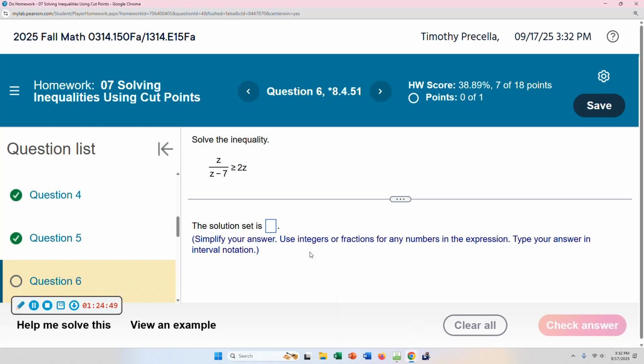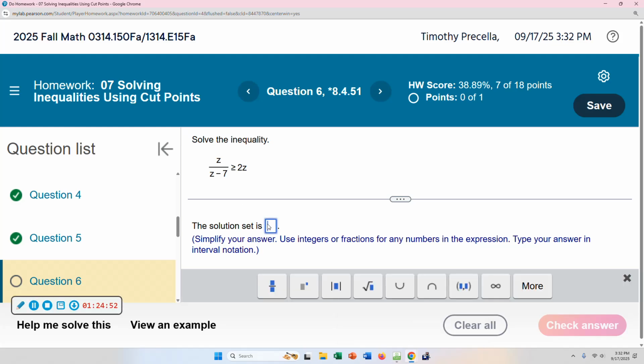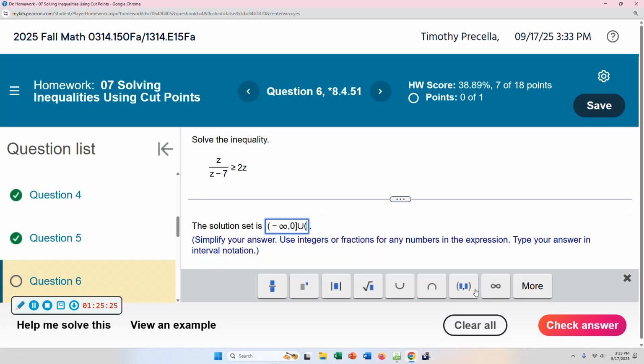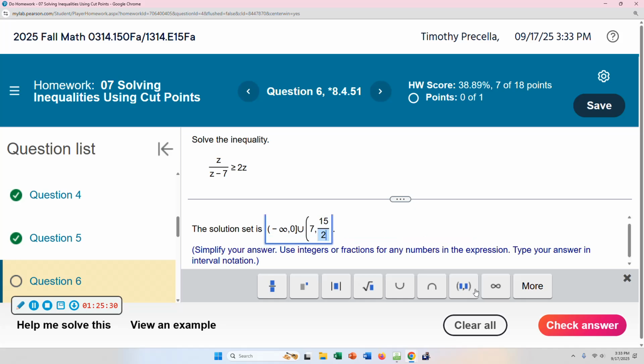Okay, let me start typing that in. Parentheses, negative infinity, comma, zero, bracket, union, parentheses, 7, comma, 15/2, bracket. Wait, where'd I get that 7? What the heck is that? Look at that. Oh, wow, I really messed that up, didn't you? Okay, 7, comma, 15/2.